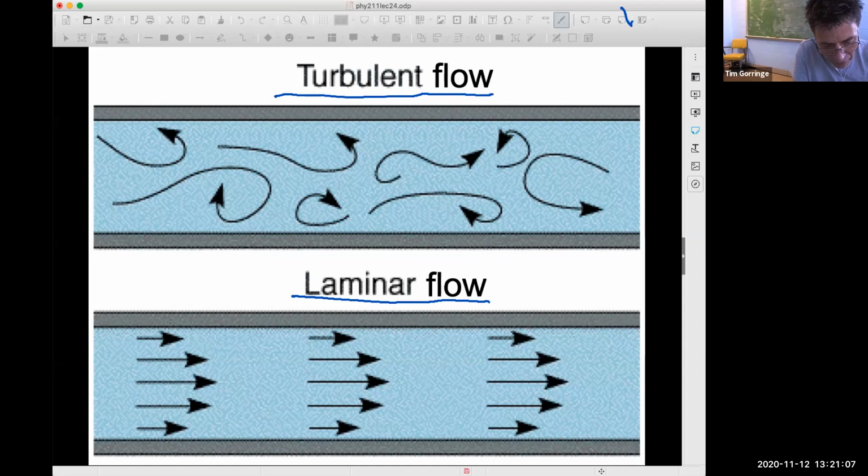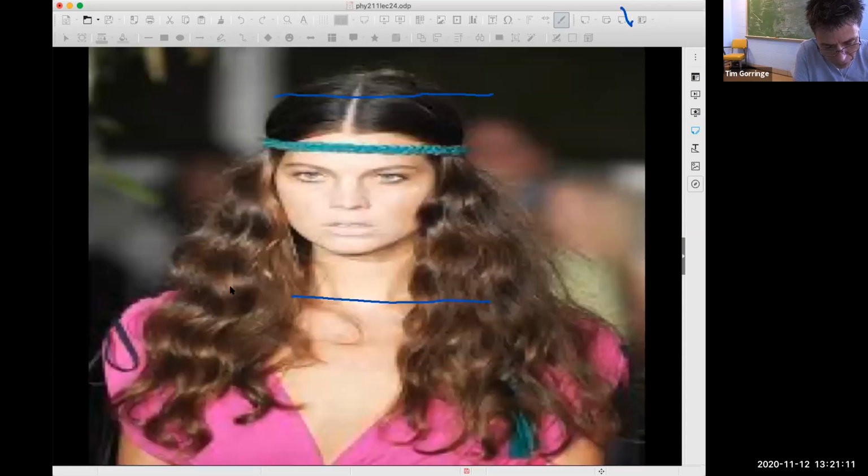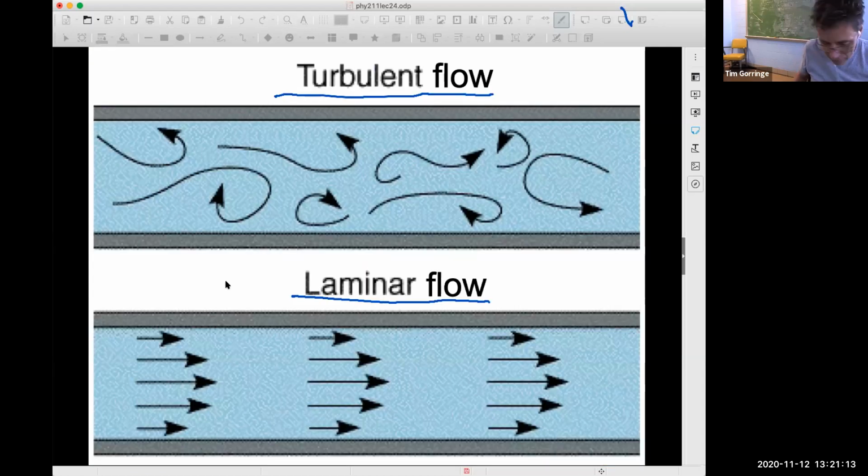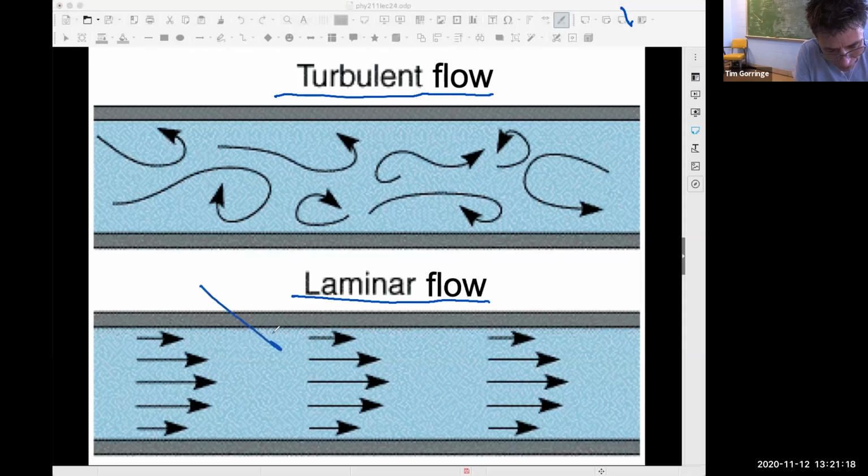And Bernoulli's equation applies to this laminar flow downstairs here. So it applies to this situation. It doesn't apply to this turbulent flow upstairs here, that situation.